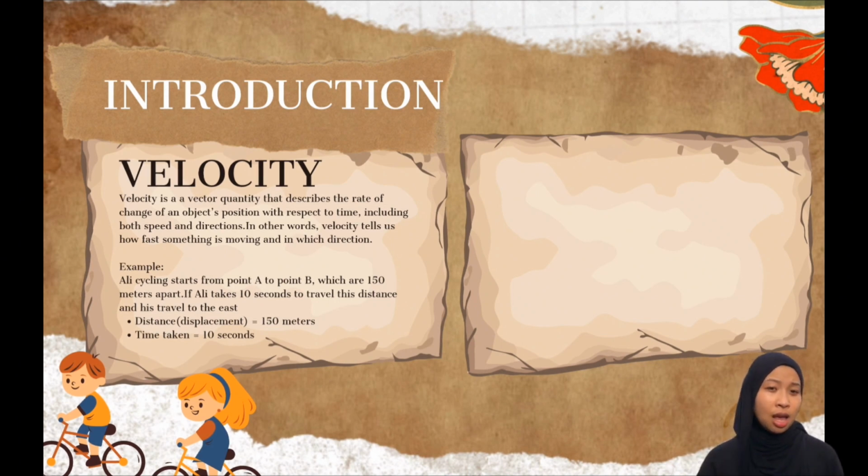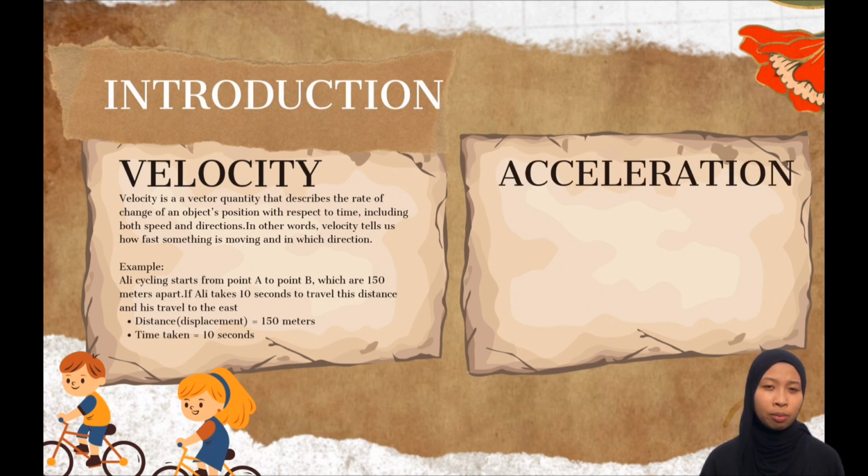For example, Ali cycling starts from point A to point B, which are 150 meters apart. If Ali takes 10 seconds to travel this distance and he's traveled to the east, from this example, we can conclude that 150 meters is a distance and 10 seconds is a time taken for Ali cycling from A to B.